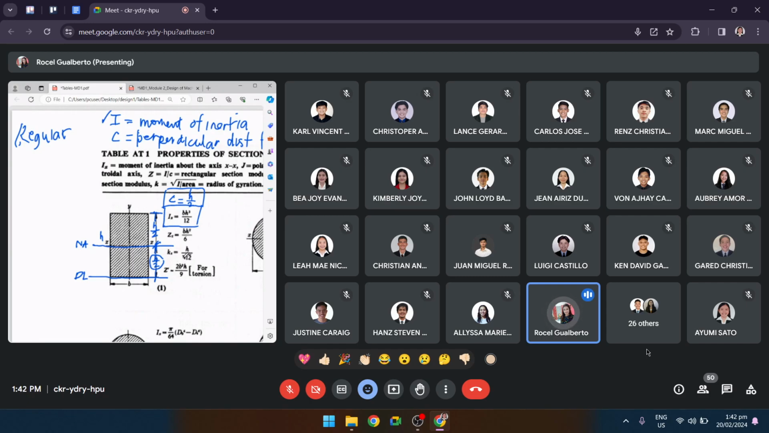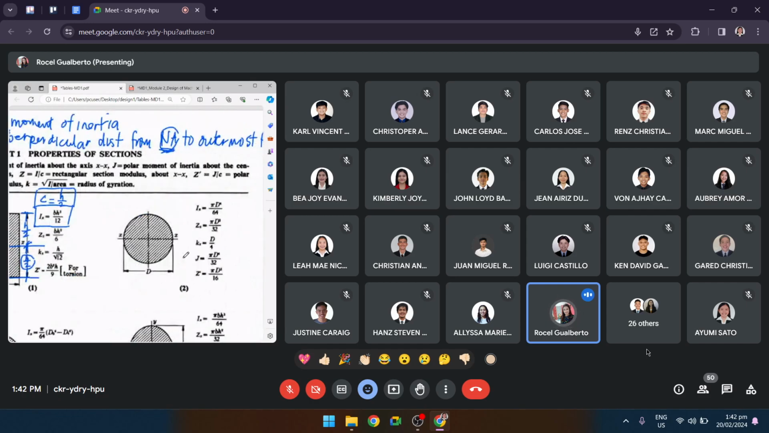Now, let us have the circular one. For a circular cross section, your I is equal to pi d to the fourth over 64, where d is the diameter.